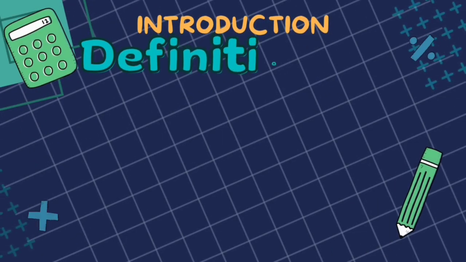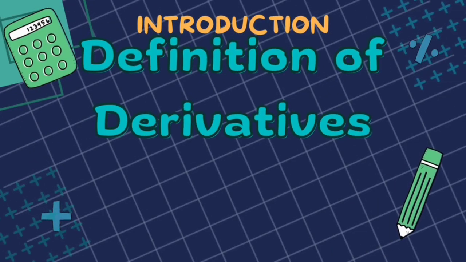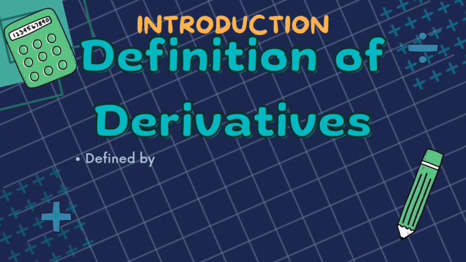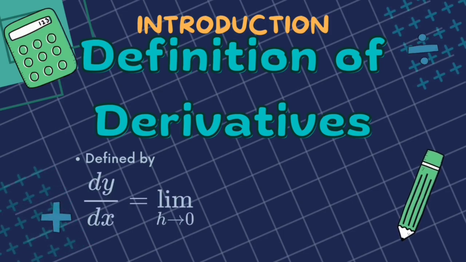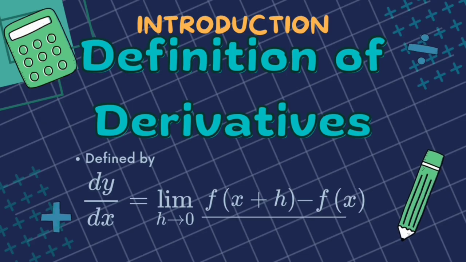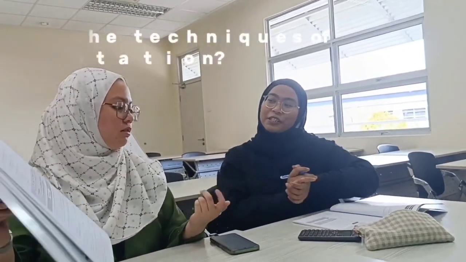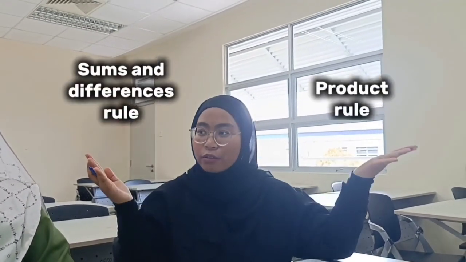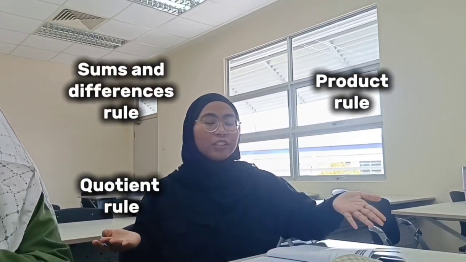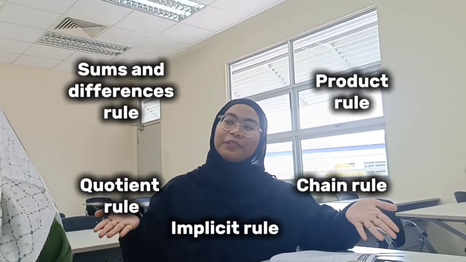I think I know what you're trying to say. Well, to further illustrate it to you guys, the definition of derivatives can be found by solving the limit as h approaches 0 of f(x plus h) minus f(x), all over h. Isn't that correct, Ainnur? That's correct, Shah. Do you still remember the techniques of differentiation? Of course. Those are the derivatives of sums and differences, the product rule, the quotient rule, the chain rule, and also the implicit rule.